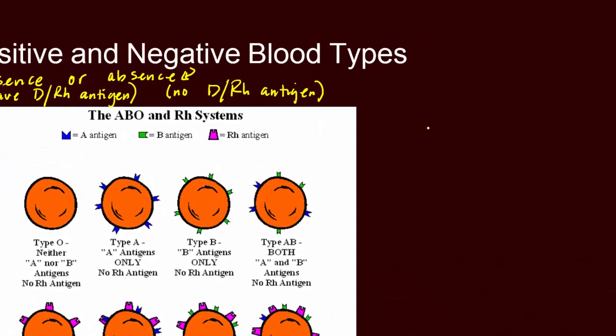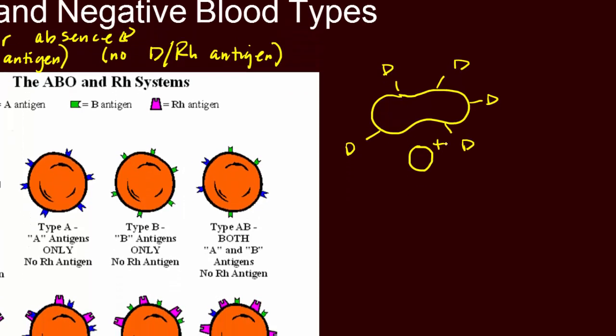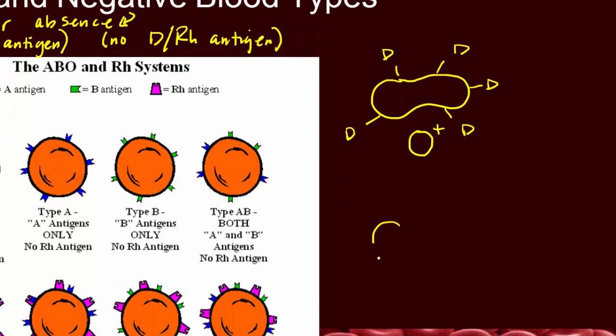Okay, so I gave you an example in class. If we have a cell that doesn't have any A or B antigens on it, it's an O blood type, right? But if it has some D antigens on it, this is a positive blood type, right? So this would be O positive. Okay, let's take a look at another O positive blood type.